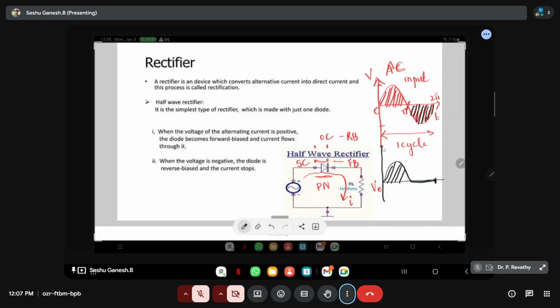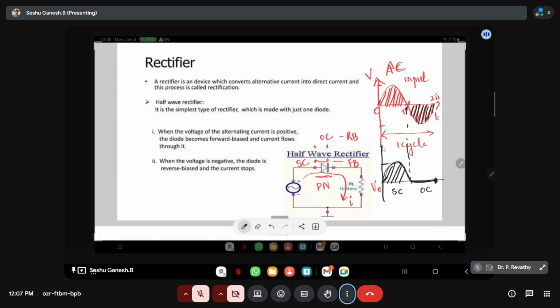Okay, so corresponding to this, there will be an output generated for the positive half only, and in the negative half direction, the diode will not work. It will behave as an open circuit in this part. It will behave as a short circuit in this part. So we can see here an alternating current is converted into a DC current, direct current, here.